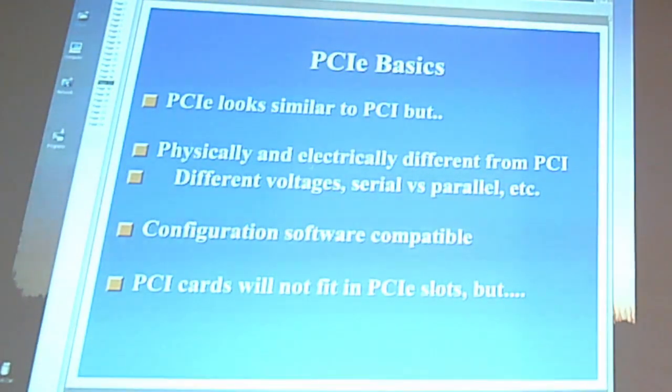They're running different voltages. PCIe is a serial bus. PCI is a parallel bus that's shared among every device that's on it. However, the software or the drivers that configure the card run the same.